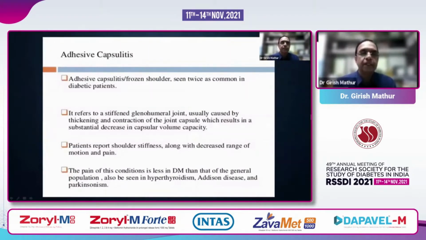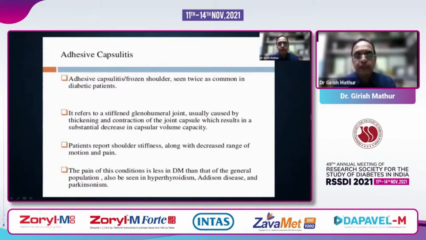One more important rheumatological disorder in diabetes is frozen shoulder, or adhesive capsulitis. It is seen twice as commonly in diabetic patients. It refers to a stiffened glenohumeral joint, usually caused by thickening and contraction of the joint capsule, which results in a substantial decrease in capsular volume capacity. Patients report shoulder stiffness along with a decreased range of motion and pain. The pain of this condition is less in diabetic patients than in the general population.